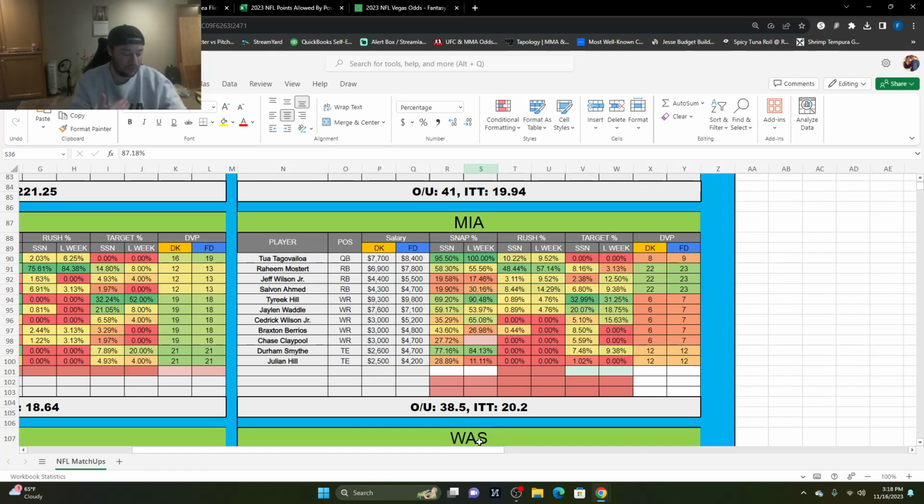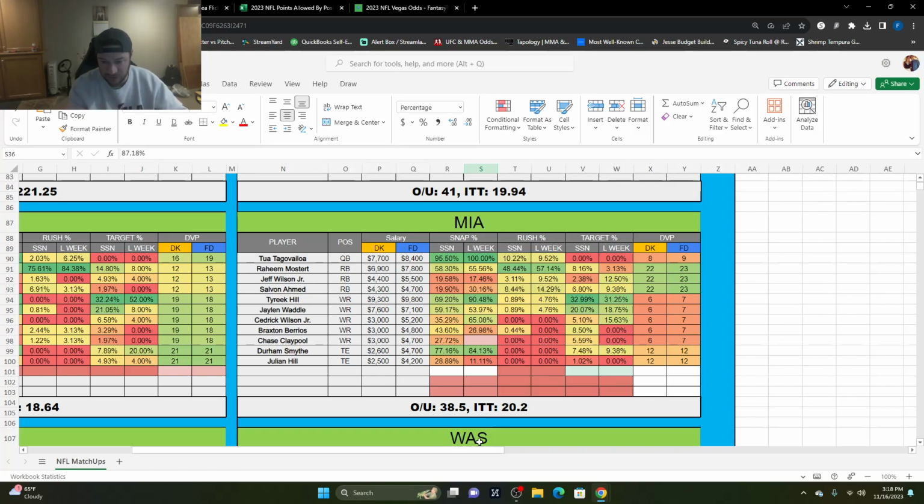Now, while the Raiders have been really good against the wide receiver, they rank 6th, it's still Tyreek Hill. He's fast. He's almost untouchable. Jalen Waddle. I would use those two. Cedric Wilson for tournaments. Braxton Berrios for tournaments, probably not using. I would look at Cedric Wilson though for sure. I wouldn't use Durham Smythe and Julian Hill.